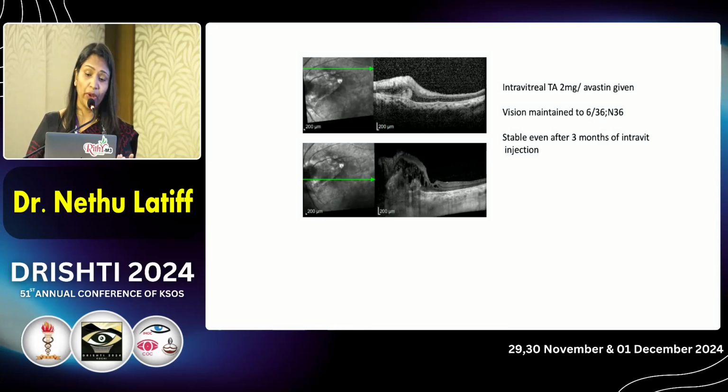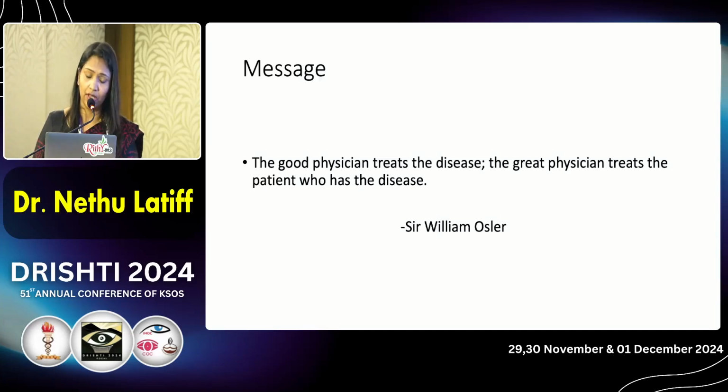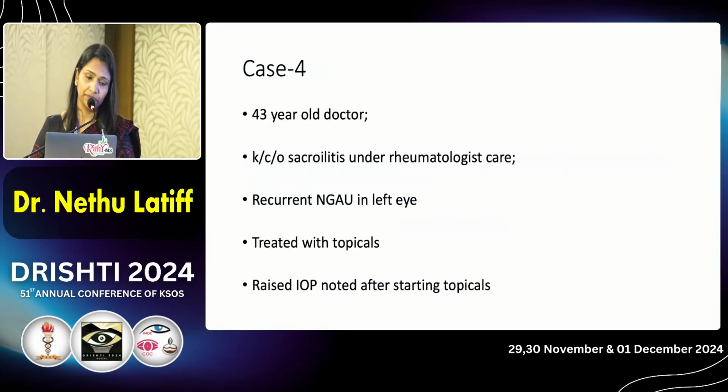So we then thought, why don't we give her intravitreal triamcinolone? Luckily, she was not a steroid responder. We gave 2 mg with Avastin, and then the vision was maintained at 6/36 and 6/36, stable even after 3 months of intravitreal injection. So the message here is: the good physician treats the disease, the great physician treats the patient who has the disease, by Sir William Osler.